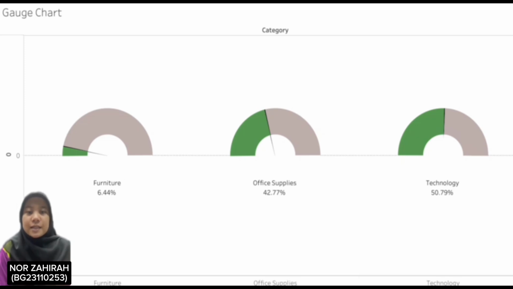The third category is technology with a value of 50.79%. That indicates half or a high percentage according to the gauge chart. In this chart, colors are used to differentiate the data. The green segment indicates the actual value, while the gray segment is the remaining part that completes the semicircle of the gauge chart. The gauge chart provides a visual presentation of the three categories' percentages, which allows comparison of the data.